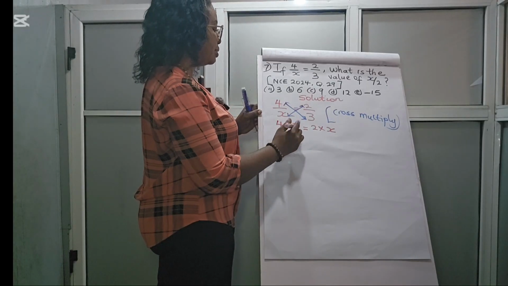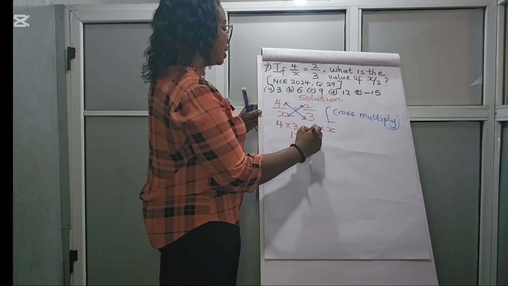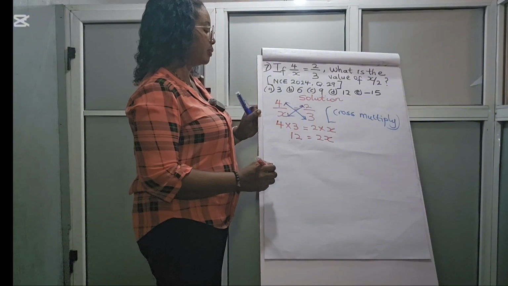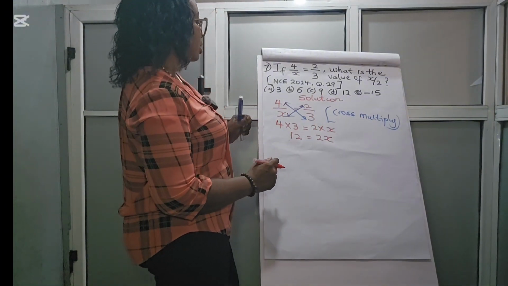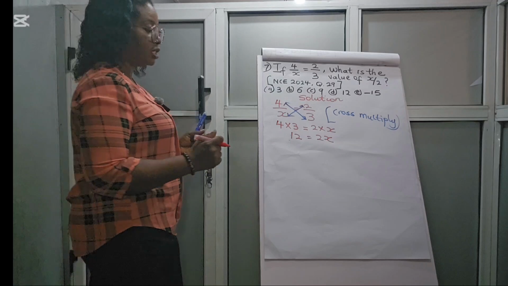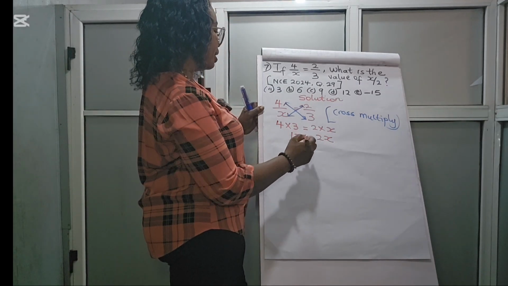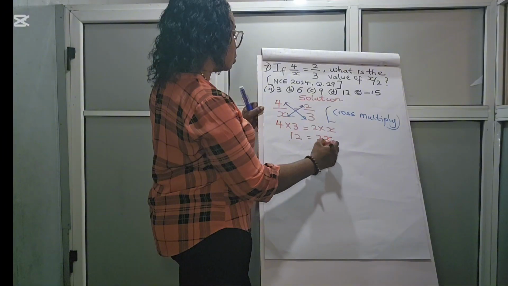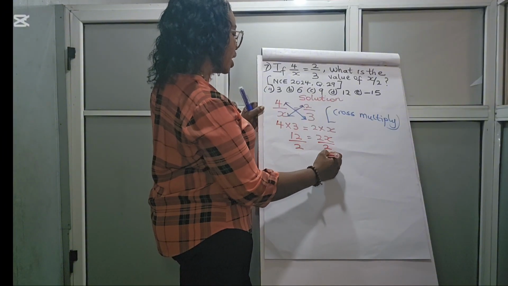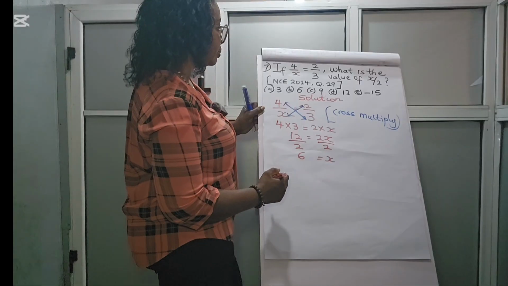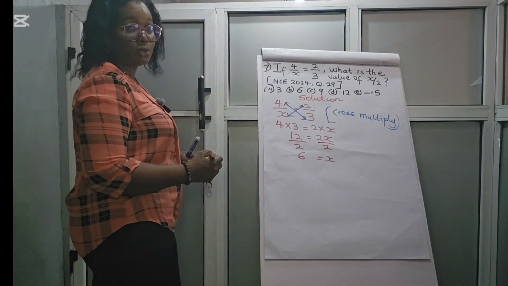So 4 times 3 is 12, and 2 times x is equal to 2x. So let's get the value of x first of all. Finding x, we have to divide both sides by 2. So our x is equal to 6. X is equal to 6.